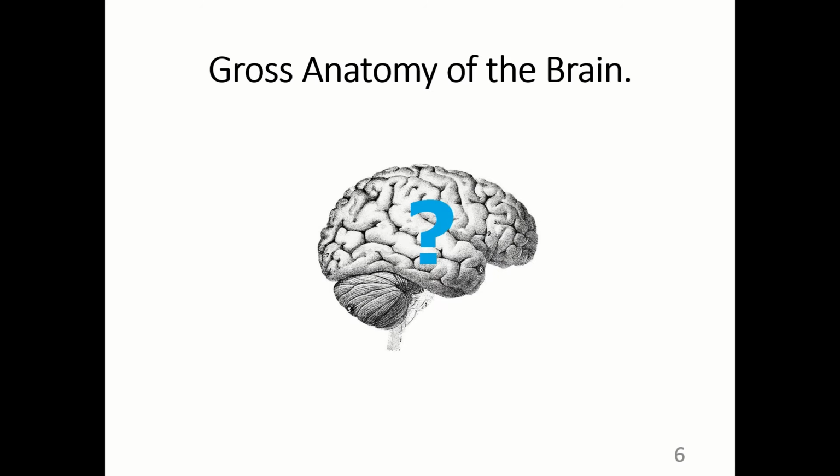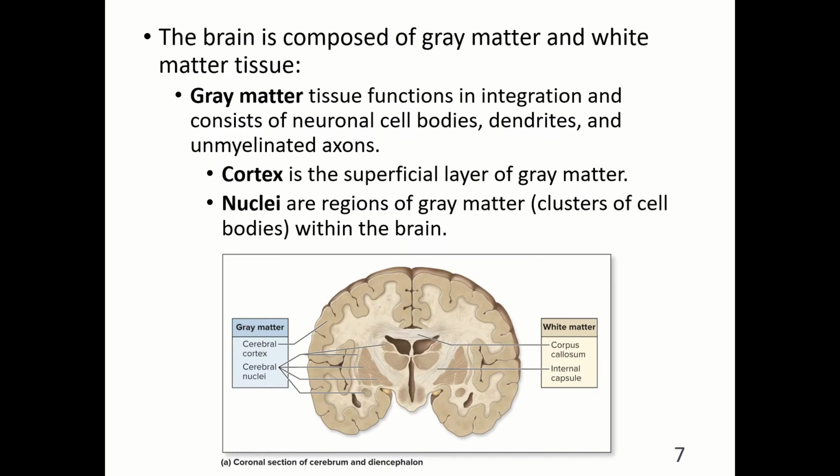Let's look at the gross anatomy of the brain. The brain is composed of gray matter and white matter tissue. Gray matter tissue functions in integration, which is information processing, and consists of neuronal cell bodies, dendrites, and unmyelinated axons. There are two major regions of gray matter tissue: the cortex, which is the superficial layer of gray matter, illustrated here, and nuclei, which are regions of gray matter, clusters of cell bodies, within the brain.